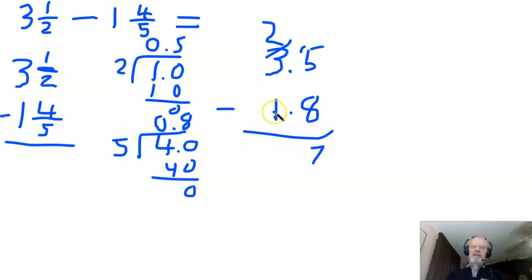2 minus 1, I got that. And 2 minus 1 is 1. So my answer is 1 7/10. 1 7/10, 1.7. And remember what my answer was over here? It was 1 7/10. Yay! The crowd goes wild!